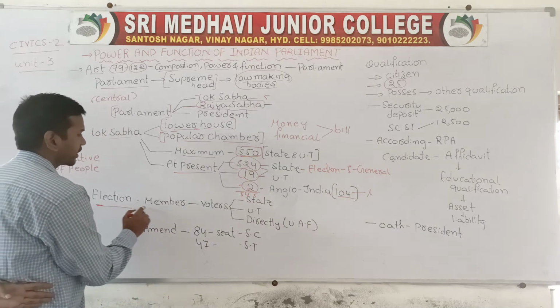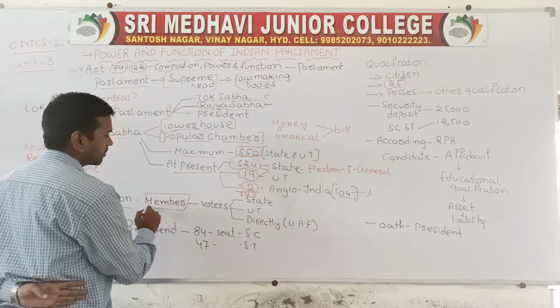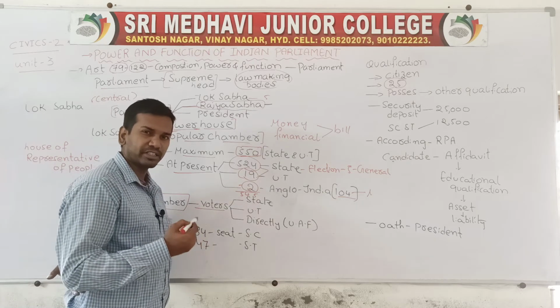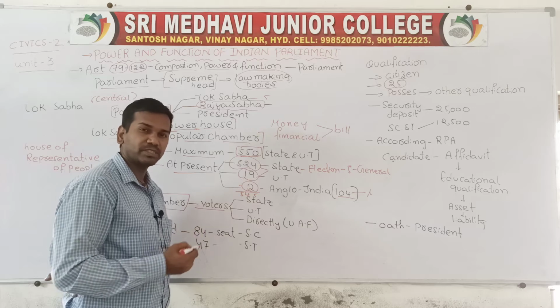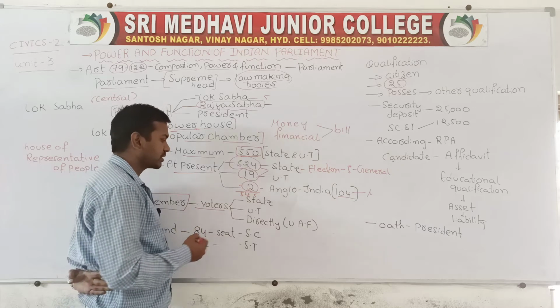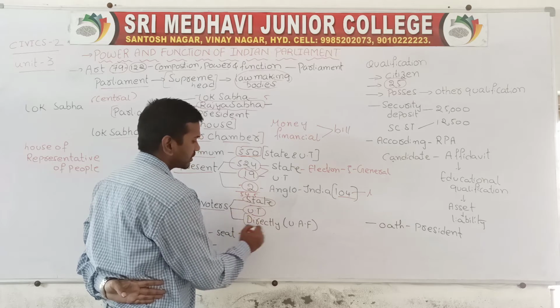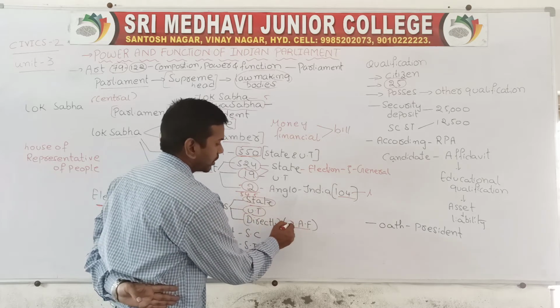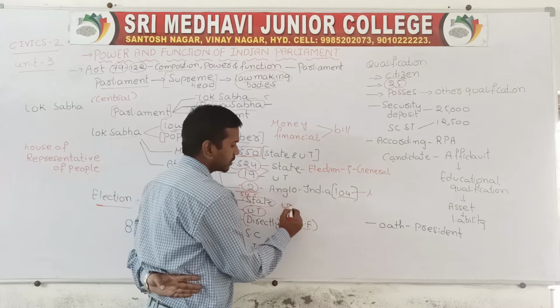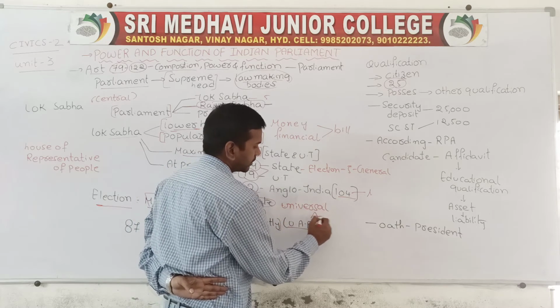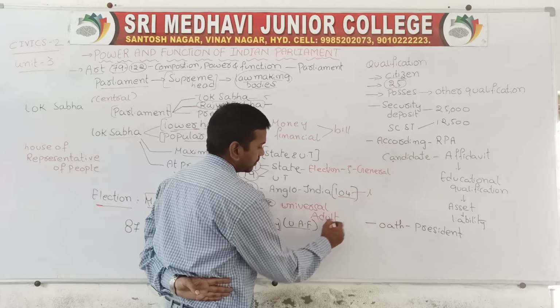When we are talking about elections, these members are mainly elected by the voters directly, the registered voters. So these members are directly elected by the registered voters from the states and from union territories, through universal adult franchise.